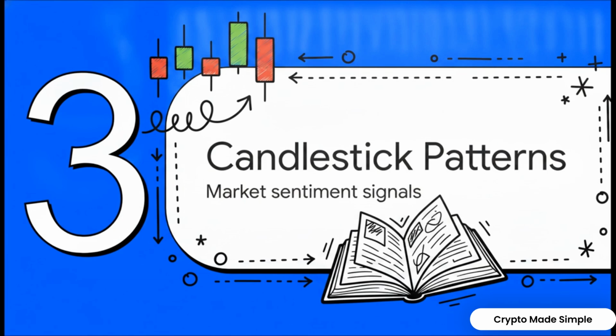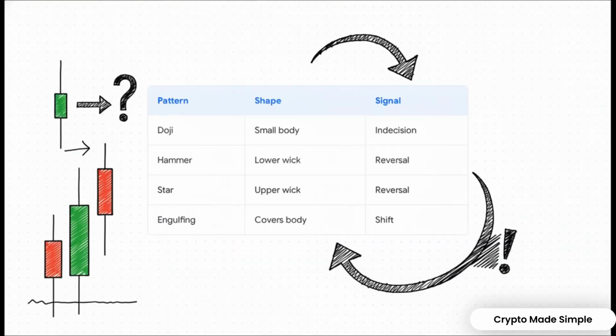Part 3. Common candlestick patterns, translating shapes into market sentiment. Now, when you start combining these parts into specific shapes, they give us incredible clues about market momentum. It's kind of like reading words instead of just spelling out individual letters. Take the Doji, for example. It has a tiny body with wicks on both sides. This shape screams market indecision, a total tie in the tug-of-war. Then we have the hammer, a small body up near the top with a super long lower wick.